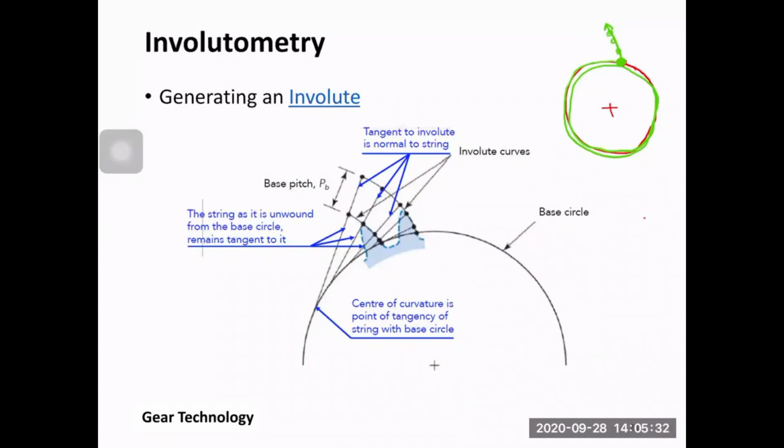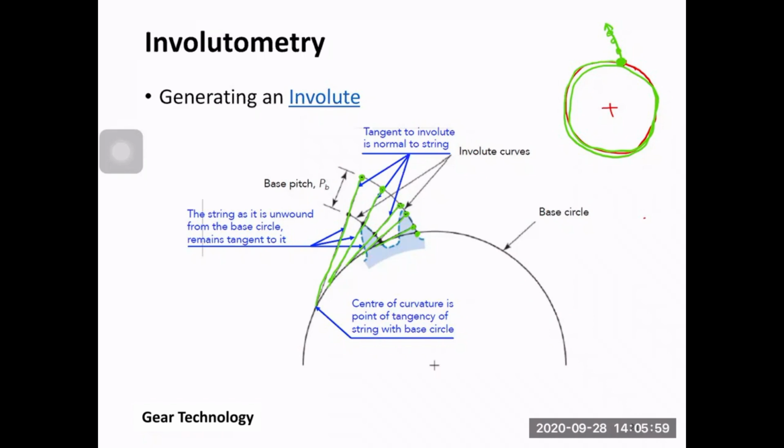So imagine that this is the string that I was talking about, and this is the end of the string. When you move from here to here, and then from here to here, you start unwinding this string, but you keep it taut. The point here is that you should keep it taut, right? So when you start unwinding this, the end point draws this curve, this involute curve.